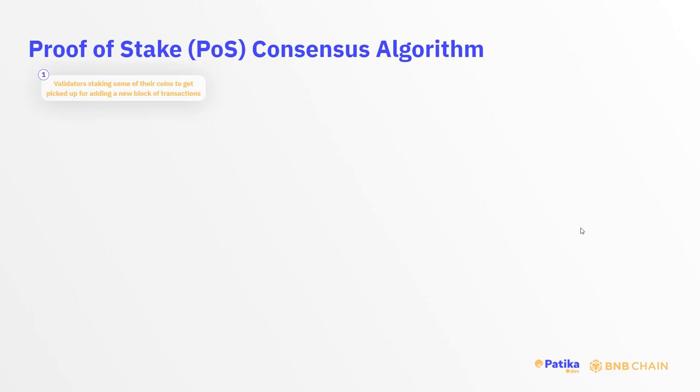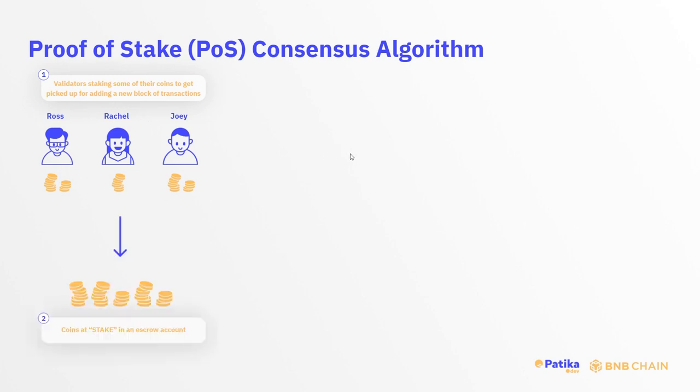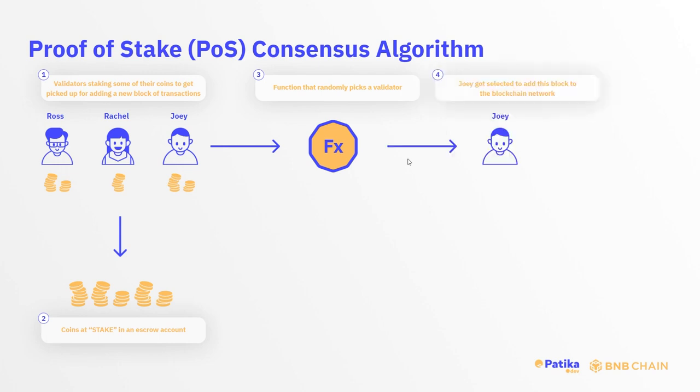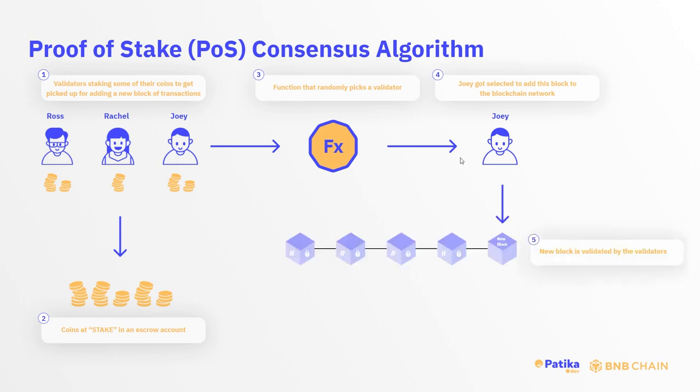So proof of stake consensus algorithm. To be able to create this consensus, validators stake some of their coins to get picked for adding a new block of transactions. For example, we have three validators, Ross, Rachel, and Joey. They stake in an escrow account. Then there's a function that randomly picks one of these validators. And for example, Joey got selected to add this block to the blockchain network. Then the new block is validated by the validators. Here our example is Joey.